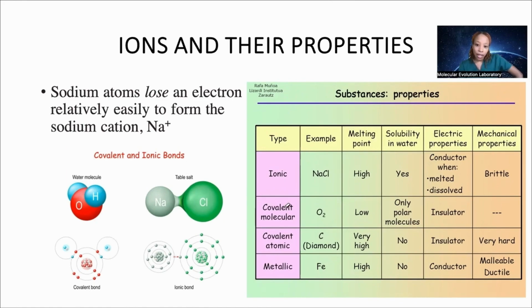When we have an anion and a cation together, we end up with an ionic bond. It has a high melting point. Yes, it's soluble in water. It's a good conductor when melted or dissolved.